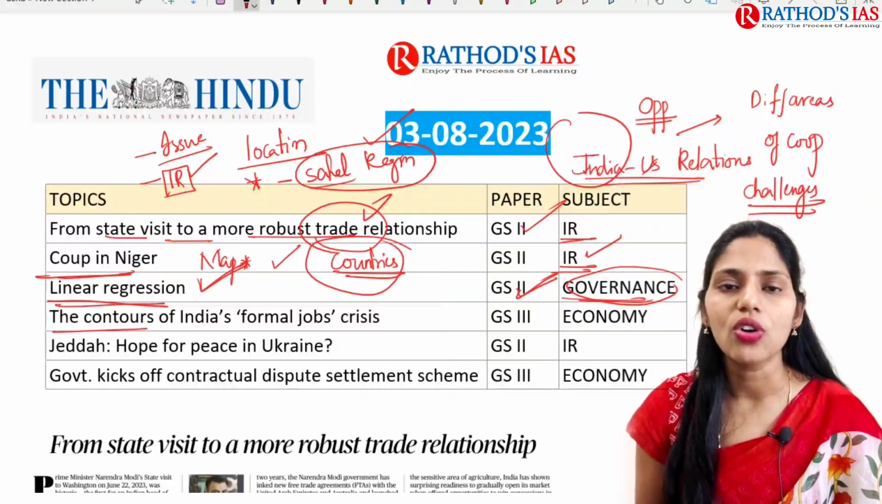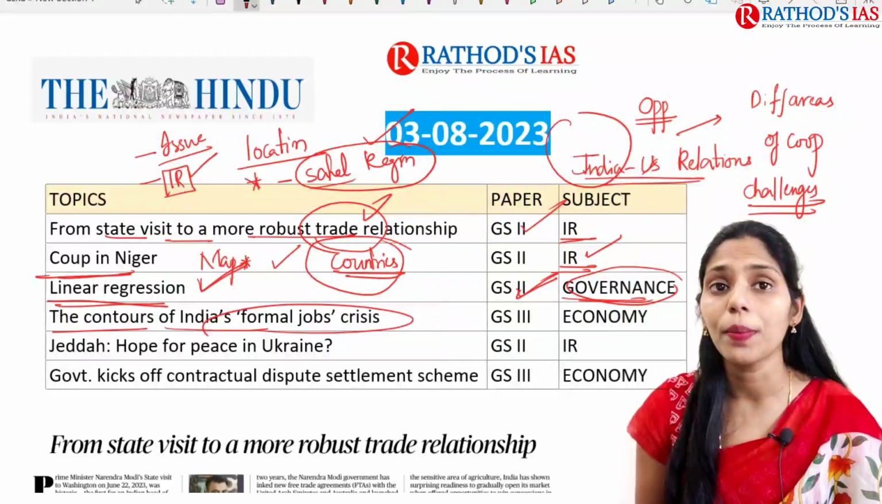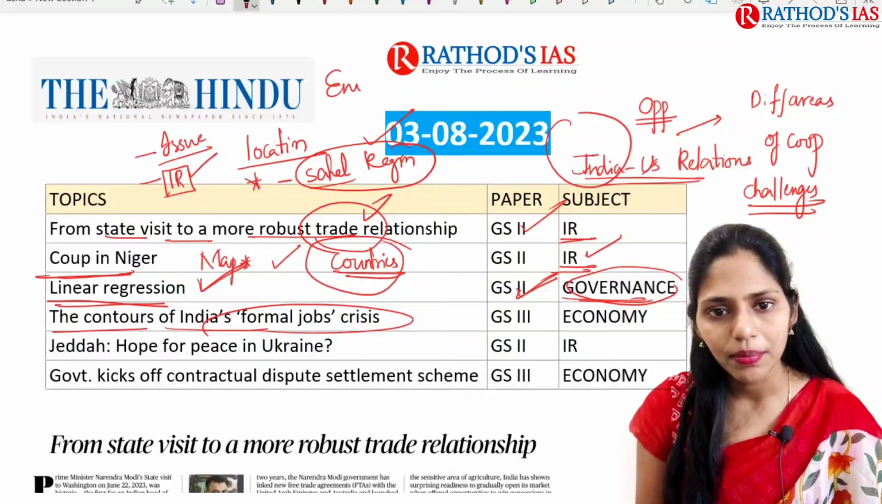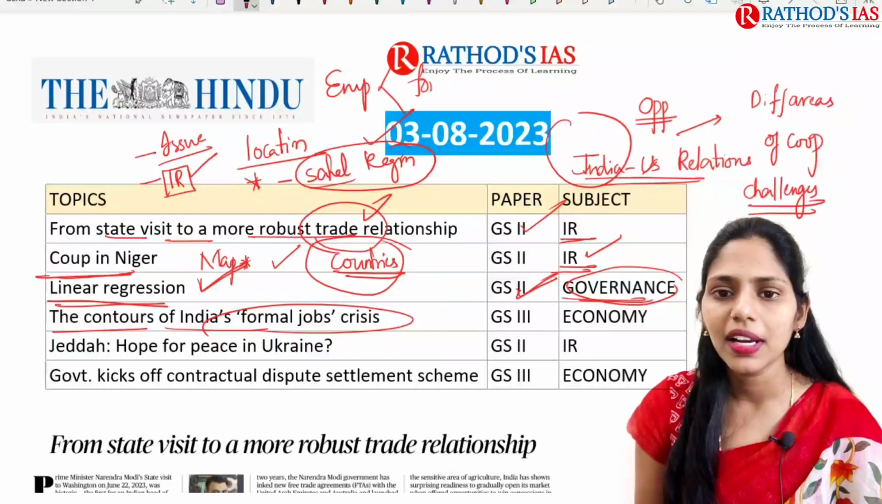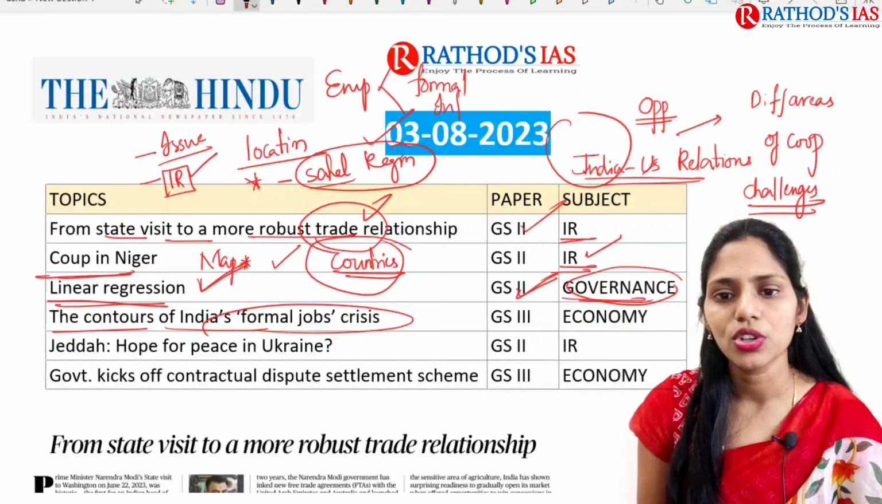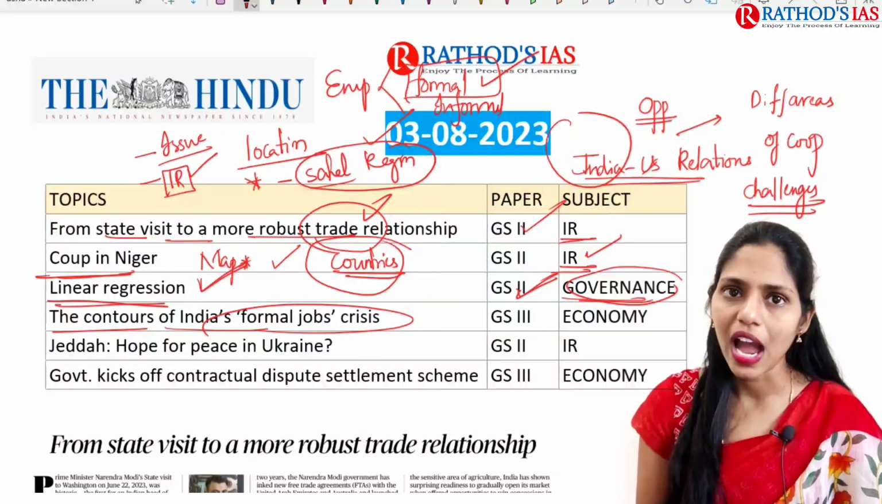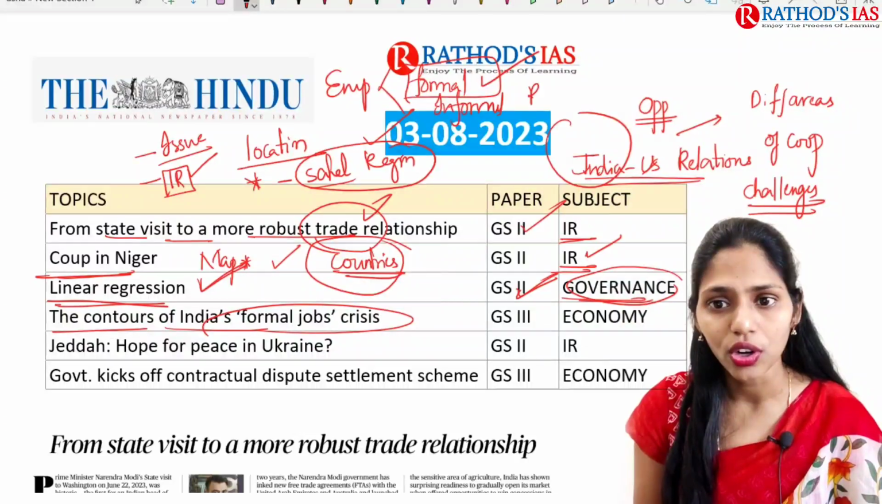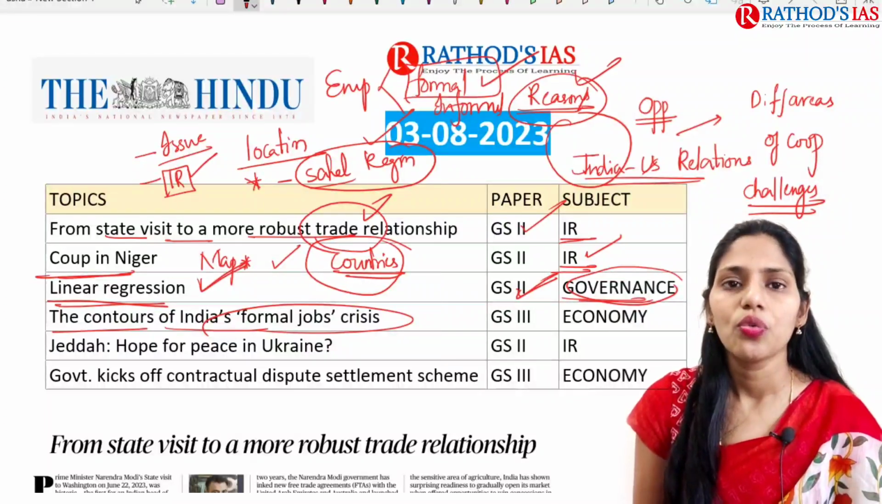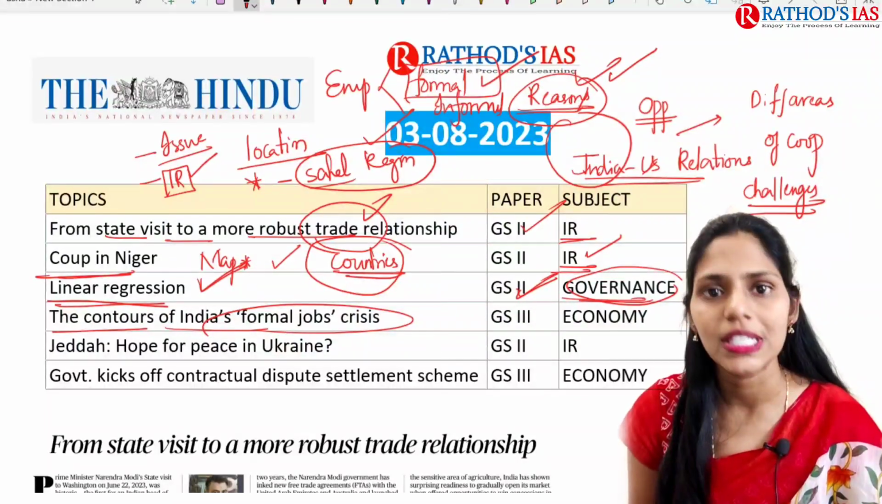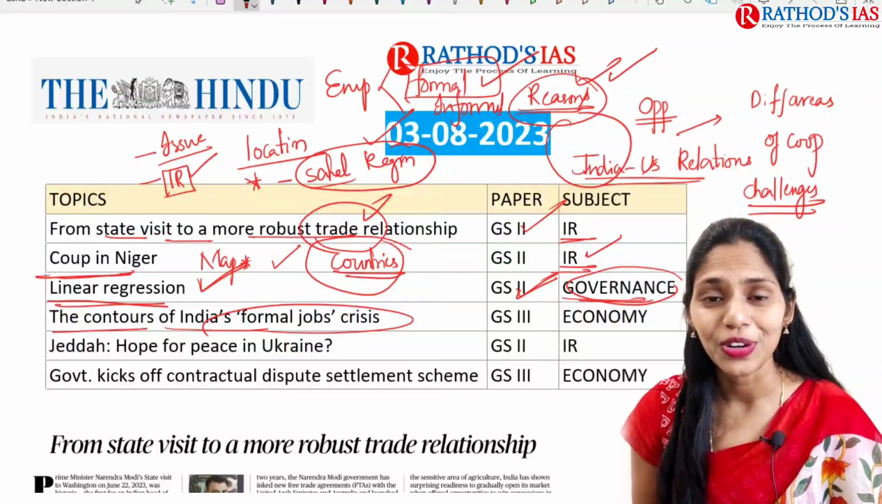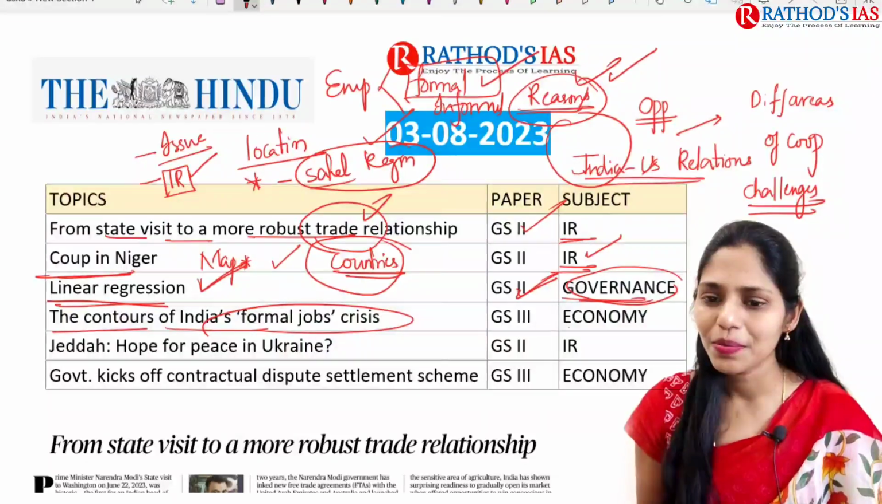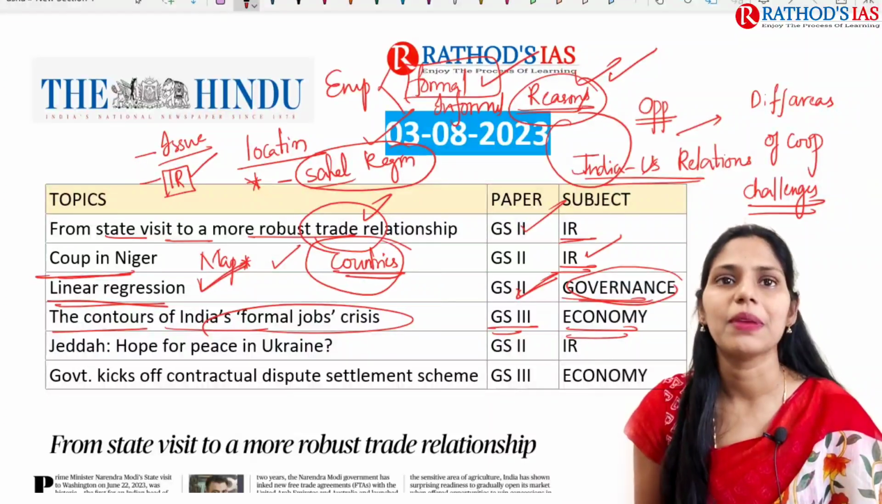And the next topic is the contours of India's formal job crisis. We are talking about employment. We have formal jobs and informal jobs, and this article focuses on formal jobs. Here we have to see what the data is, and you also have to analyze the reasons. Please try to think and let me know what the reasons are for the stagnation of formal jobs in India, according to your opinion. This topic is important from economy, which comes in GS paper 3.